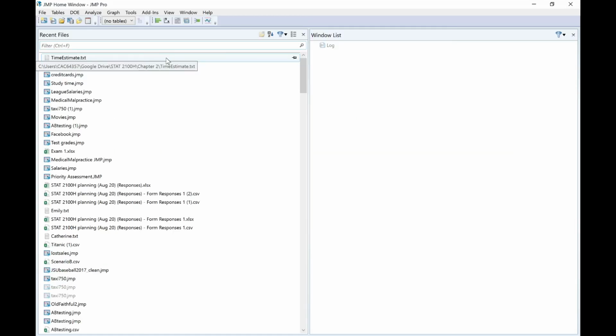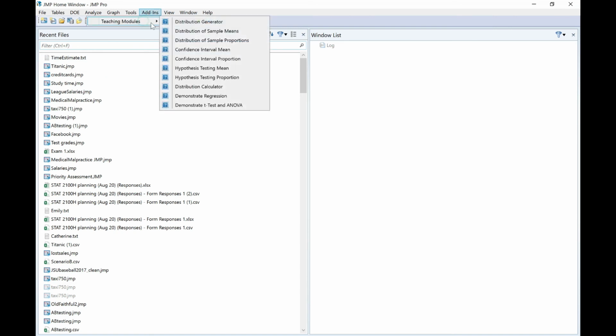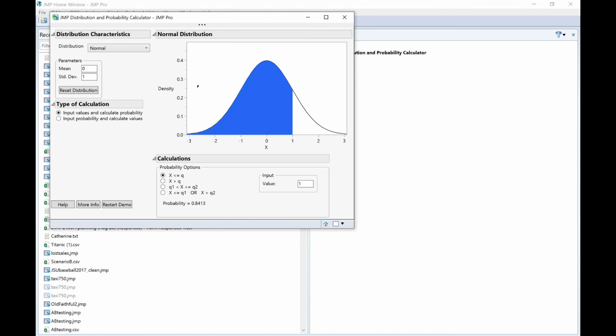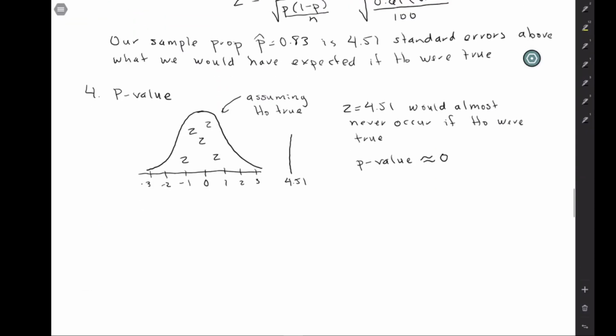But if we want to calculate it really quick, we can go to Add-ins, Teaching Modules, Distribution Calculator, and it automatically pulls up the normal distribution with a mean of 0 and a standard deviation of 1. That's what we want. We put our test statistic in the input value box, so 4.51. Because our alternative hypothesis was greater than, we pick greater than as our probability option. And you can see here that the p-value is very small. Specifically, it's less than 0.0001.